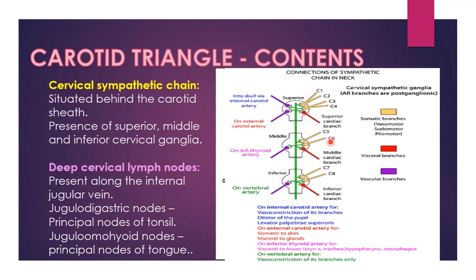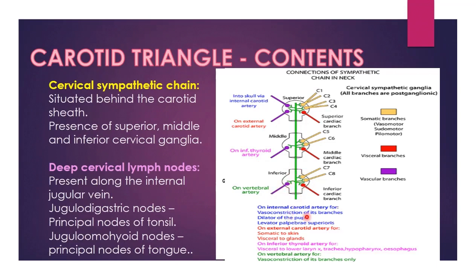But the branches to the heart from the superior ganglion do not convey pain sensations from the heart. From the heart, pain sensation is mainly through the middle and inferior cervical ganglia, apart from supplying sympathetic supply. So the middle one mainly goes to the inferior thyroid artery. Okay. So mainly it supplies branches to the inferior thyroid artery. Okay. Then the inferior ganglia along the vertebral artery.